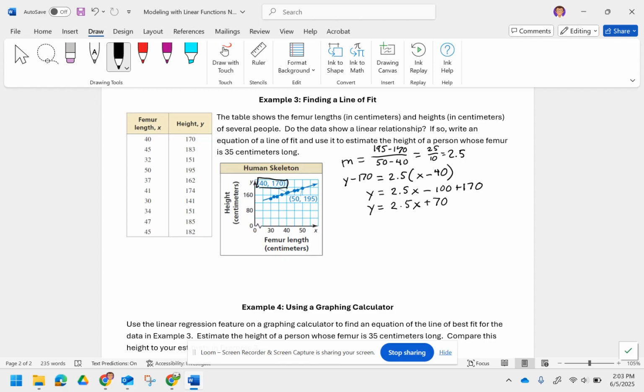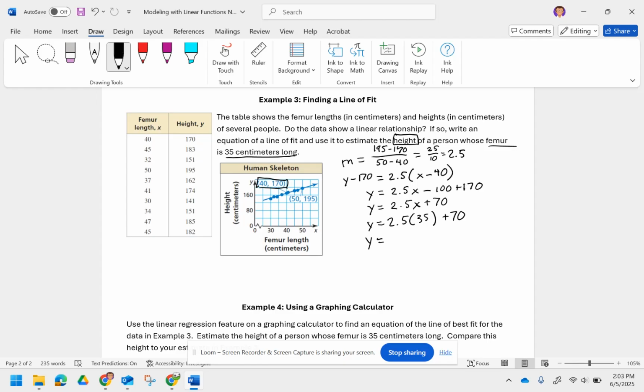Great. Now, we've got our equation. We can now use it to estimate the height of a person whose femur is 35 centimeters long. So they gave us the femur length. Femur length is x, and we want to figure out height. So I'm going to take this 35 centimeters, that is an x, and put it in there. And now we can figure out y, the height.